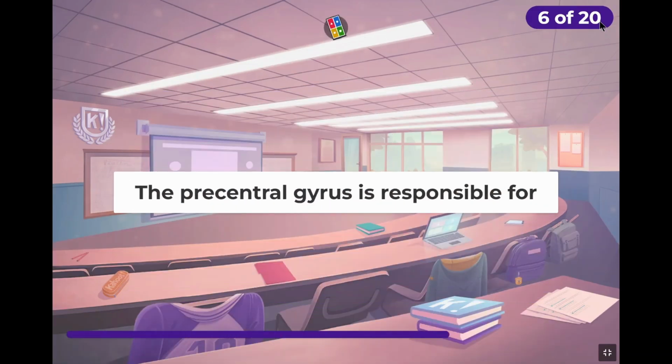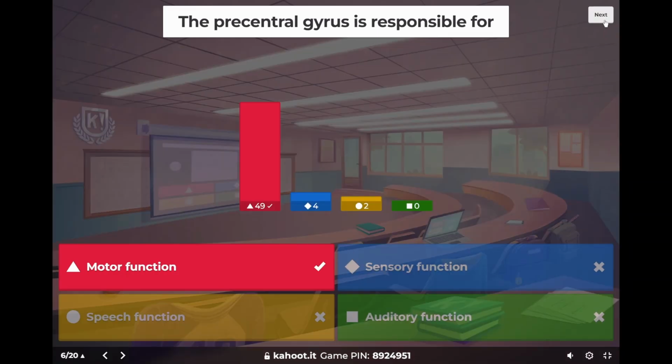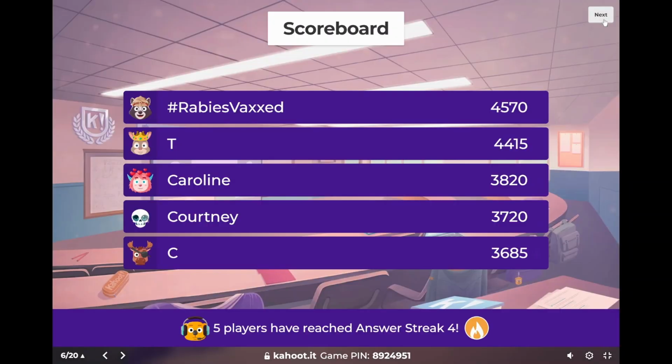Precentral gyrus is responsible for what? Okay, very good. Motor function is precentral.